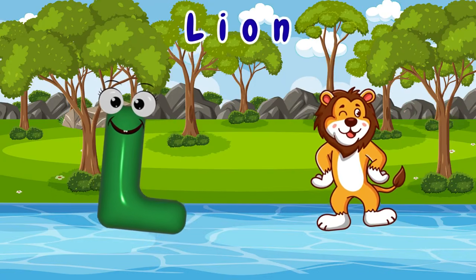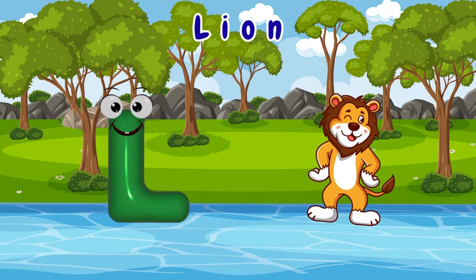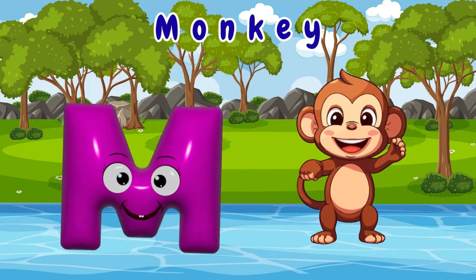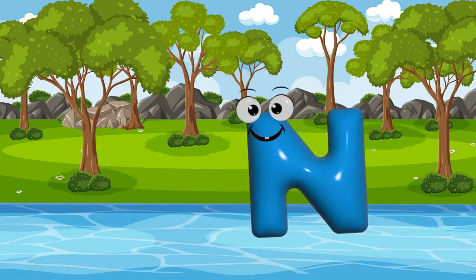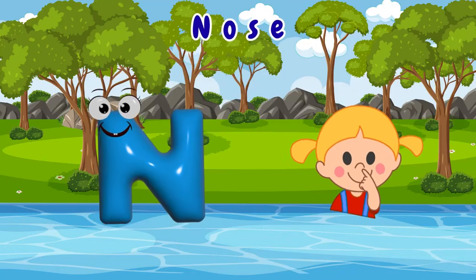L is for lion, L lion, L is for lion. M is for monkey, M monkey, M is for monkey. N is for nose, N nose, N is for nose.